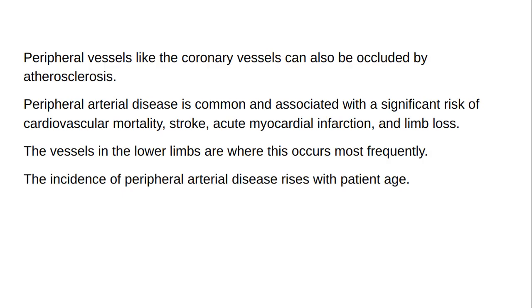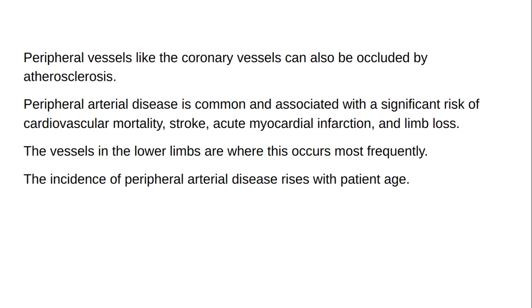Let's go. Peripheral vessels, like the coronary vessels, can also be occluded by atherosclerosis. Peripheral arterial disease is common and associated with a significant risk of cardiovascular mortality, stroke, acute myocardial infarction, and limb loss. The vessels in the lower limbs are where this occurs most frequently. The distal perfusion pressures that are accessible to the impacted muscle groups change as a result of arterial stenoses.